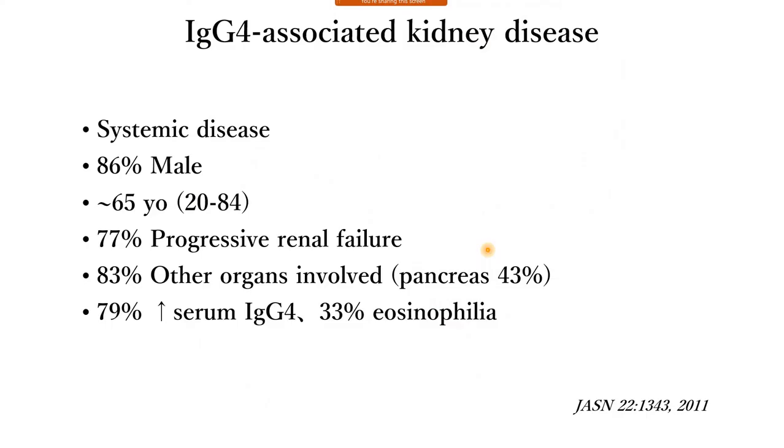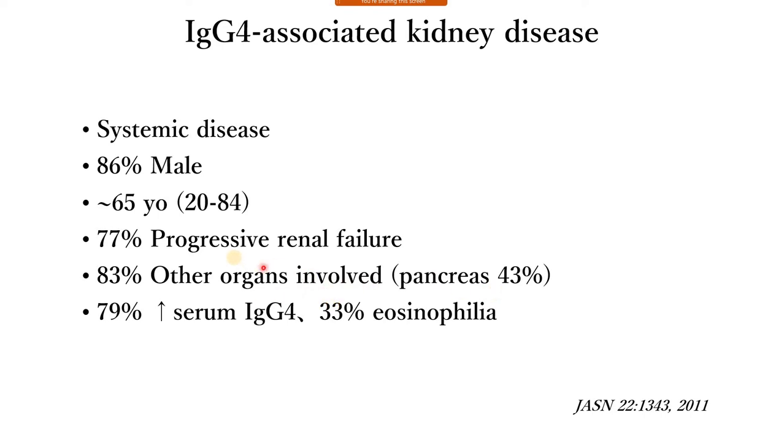The last entity is IgG4-associated kidney disease. IgG4-related kidney disease is a systemic disease, and 80% of cases are male, and the median age is about 65, but it can be seen in younger patients, like a 20-year-old. And 77% of cases show progressive renal failure, and 83% of cases have other organs involved, commonly the pancreas.